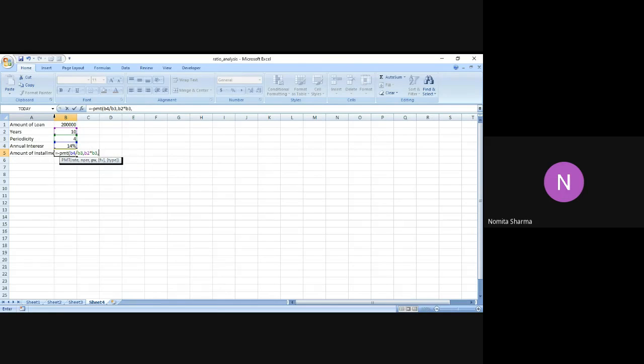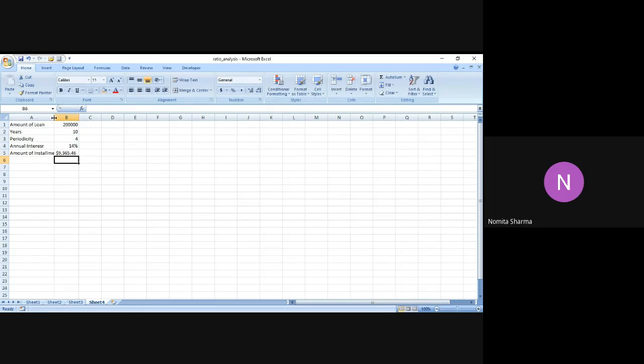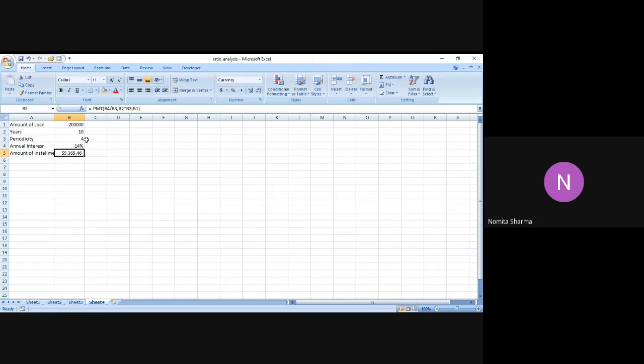And then the next argument I have to give is the present value, which is nothing but the total amount which I've taken from the bank, which is your 2 lakh. Let me write B1 over here and then close the bracket. And I have this amount over here as 9,365.46 dollars. Now, the dollar sign is coming. I can easily remove that, but I don't want to remove it right now, so I will let it be like that.